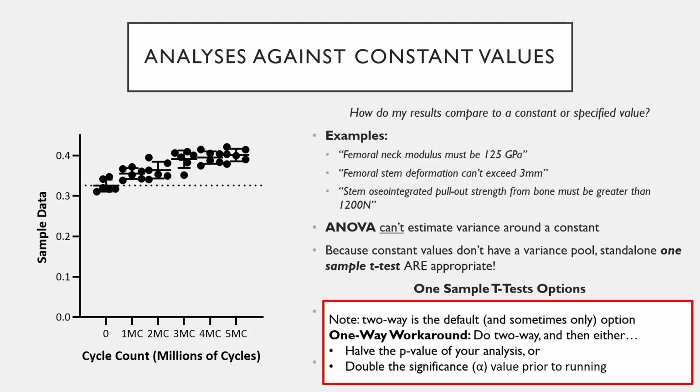Now, most programs by default offer two-way. In fact, GraphPad Prism, which I'll bring up a few examples in how I might do these tests, only allows for two-way. So the workaround, you have two options. You can either do a two-way analysis and then halve your p-values, meaning cut them in half, or you can double the significance. So by default, usually your alpha, your significance value is 0.05 or 5%.